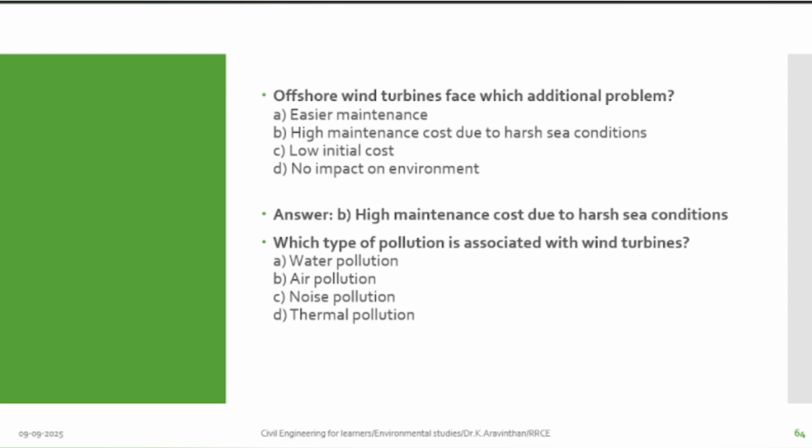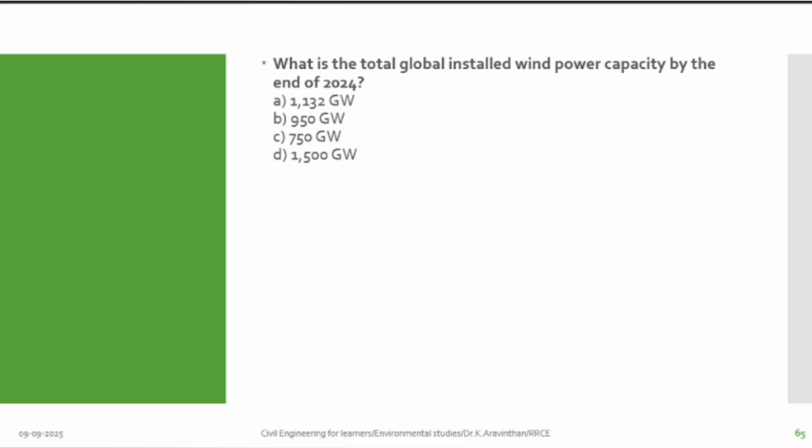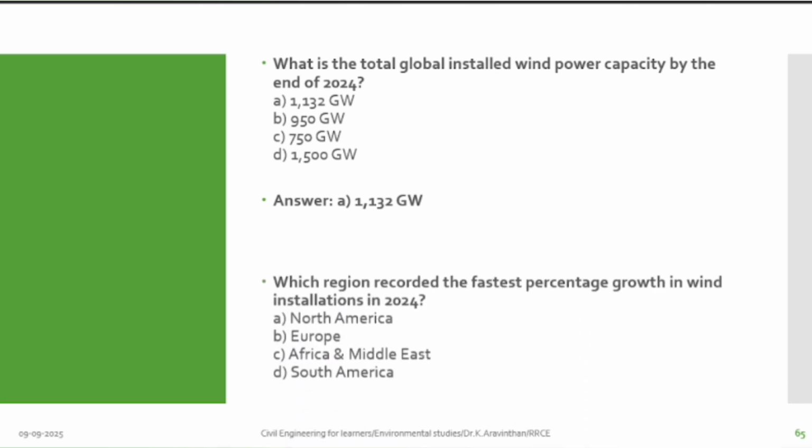Which type of pollution is associated with wind turbines? Noise pollution. If you are near to a windmill, you will be having a sound. That is the disadvantage of windmill. What is the total global installed wind power capacity at the end of 2024? A. Option A is right. 1.1 terawatt, that is 1100 gigawatt of capacity.